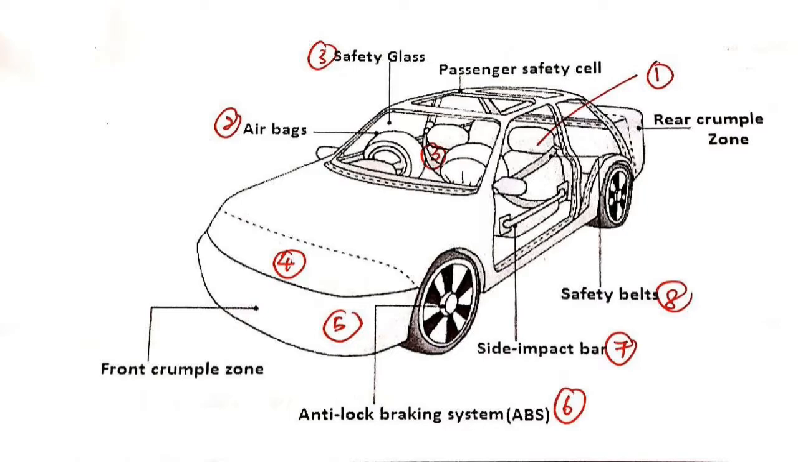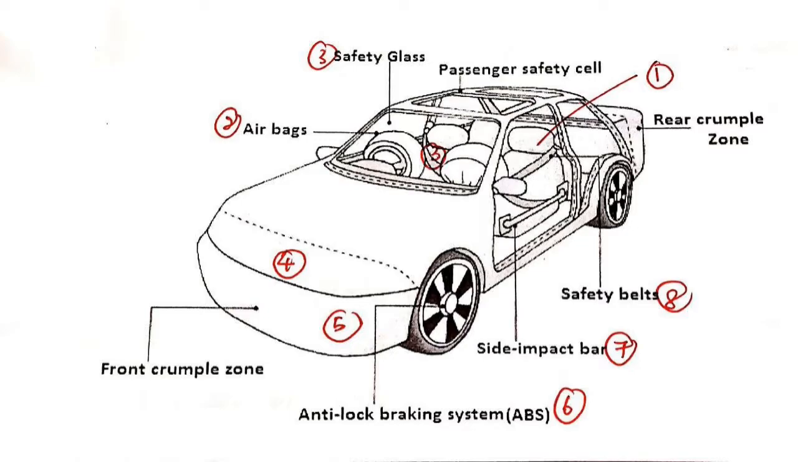Okay, so now you've got the safety belt. The safety belt prevents you from going forward more. It will hold you back, so it prevents you from hitting the dashboard, the cushion, or somewhere in the car. So that's why the function of the seat belt is related with the inertia.